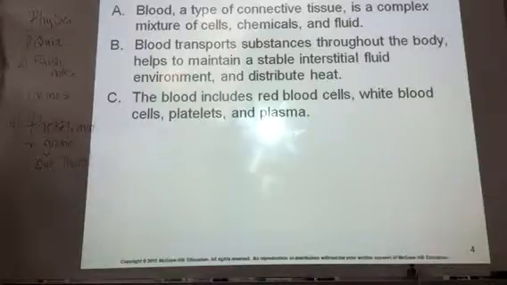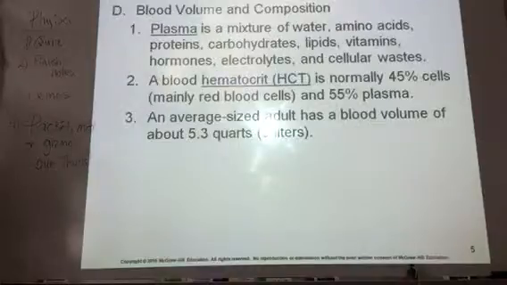It has a mixture of cells, blood cells, red blood cells, white blood cells, chemicals, and obviously fluid. Blood's very important job or function is to transport, so it's going to transport substances throughout the body. It helps to maintain stable interstitial fluid, so in the cells, in between the cells, and it's also important for distributing heat throughout your body. Main components of the blood are red blood cells, white blood cells, platelets, and then plasma is the liquid part.